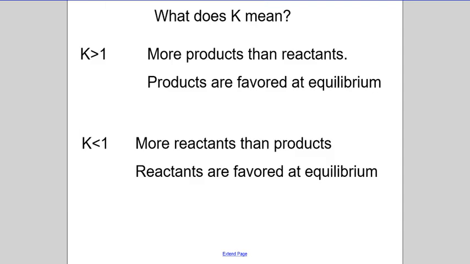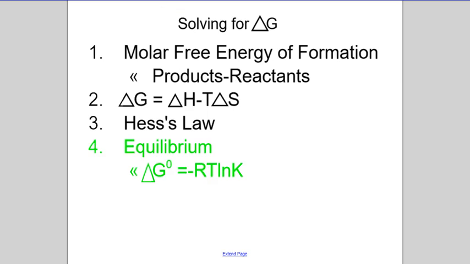So going back to what K means, again, if K is larger than 1, then that means products are favored, so we'll have more products produced at equilibrium than we will have reactants. If K is less than 1, we should have more reactants overall than we have products. And so that is everything that you need to get us started here.